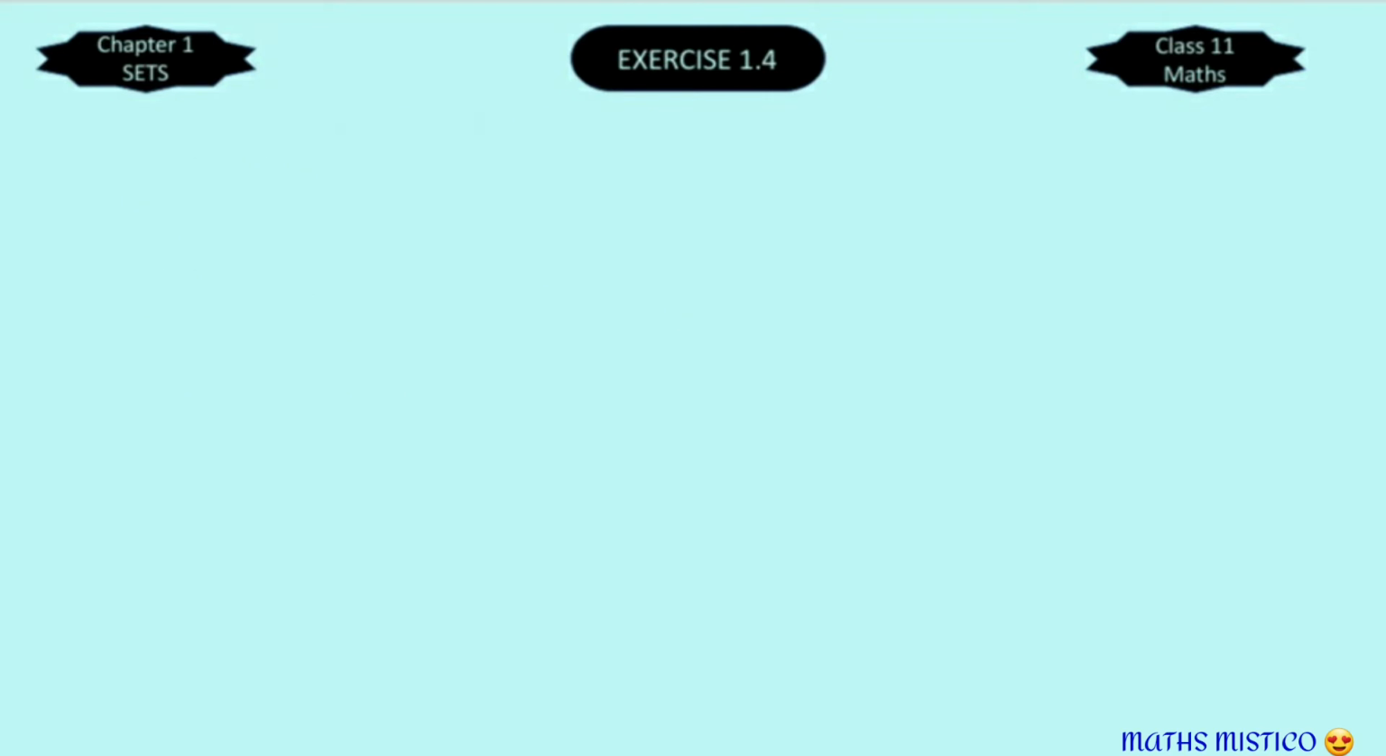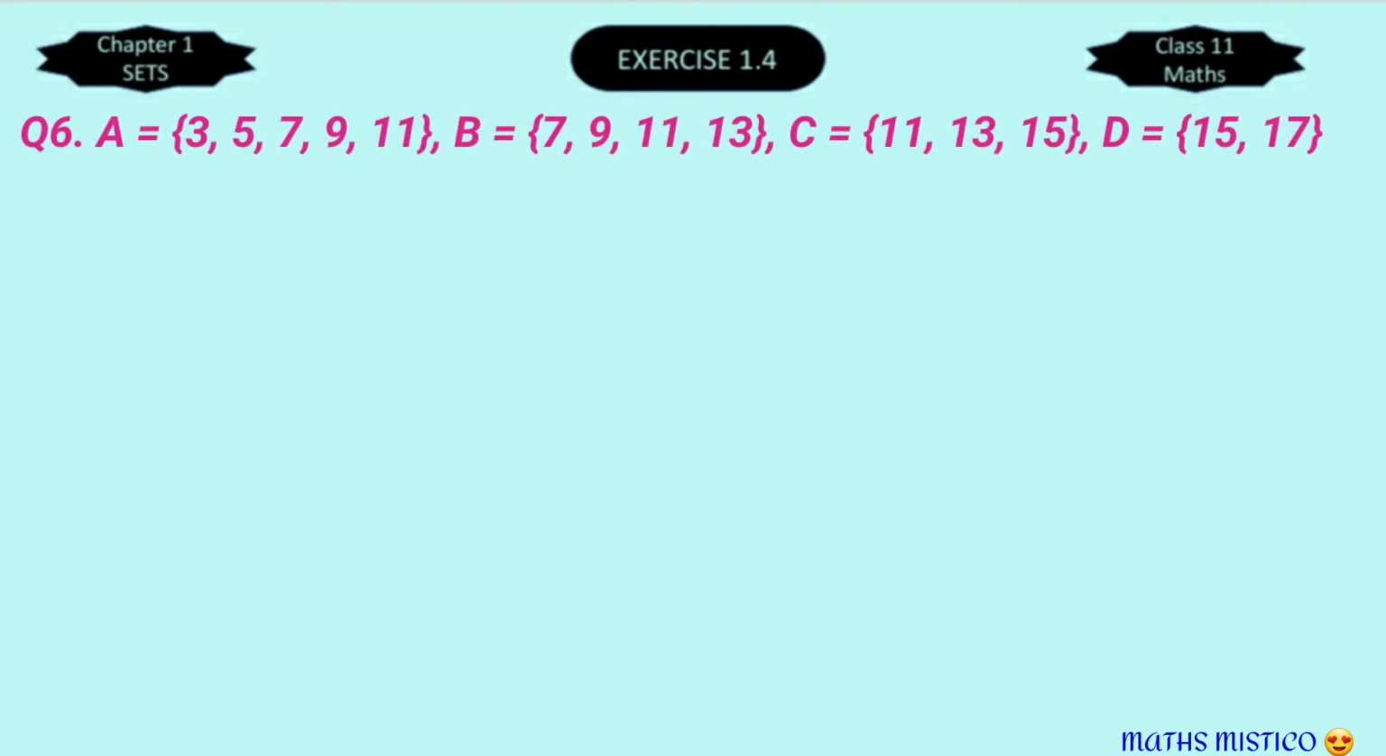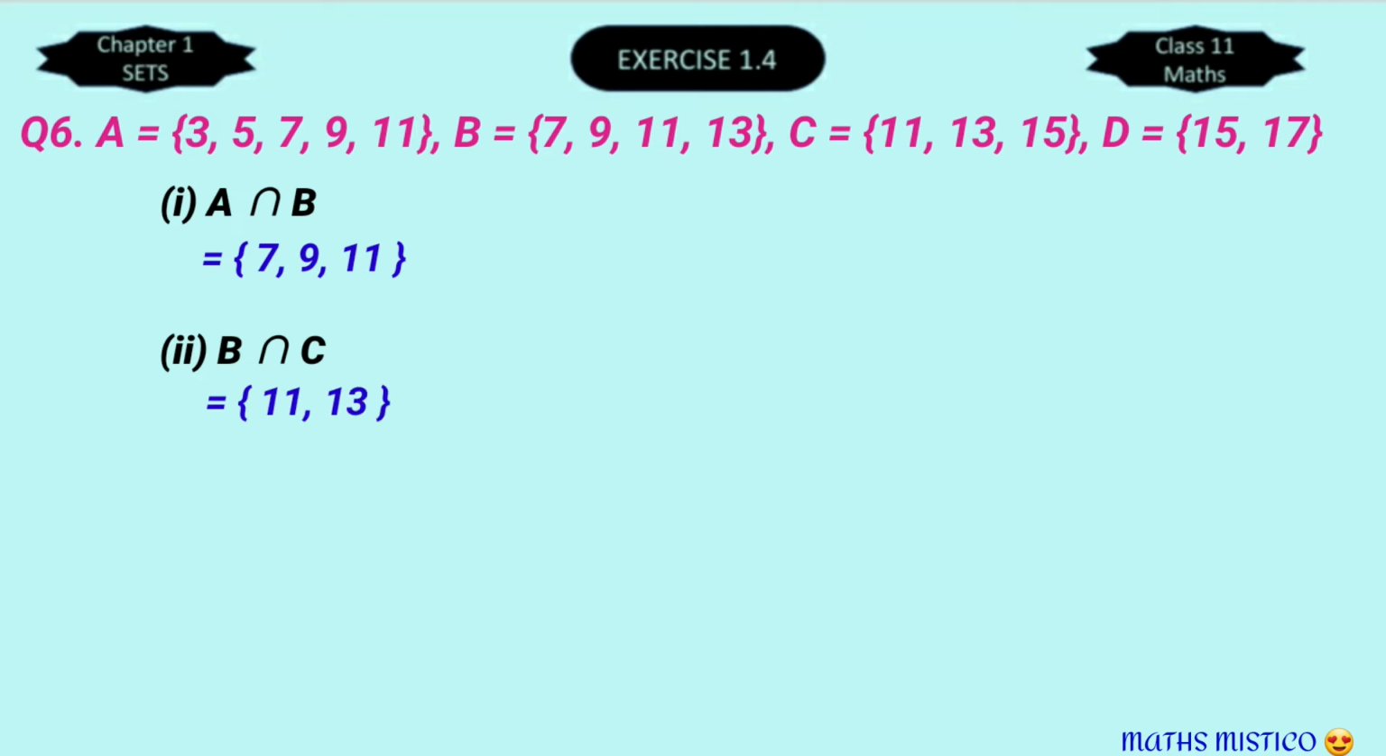Now in question 6, you have to find the intersection of sets. In intersection, we have to write the common elements of both the sets. So A intersection B is the set containing 7, 9 and 11. Similarly, if we take intersection of B and C, the common elements here are 11 and 13. To find the intersection of 3 sets, we will again use associative property of intersection. So we will write it as A intersection C whole intersection D.